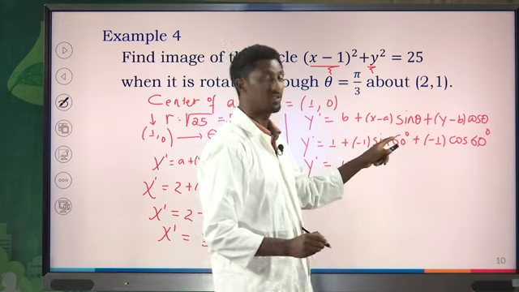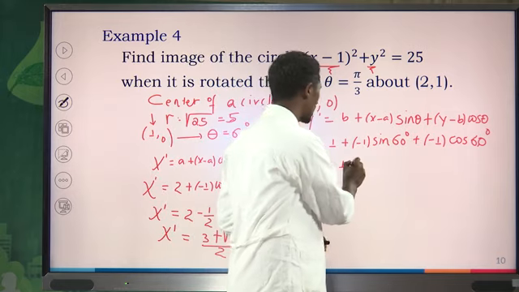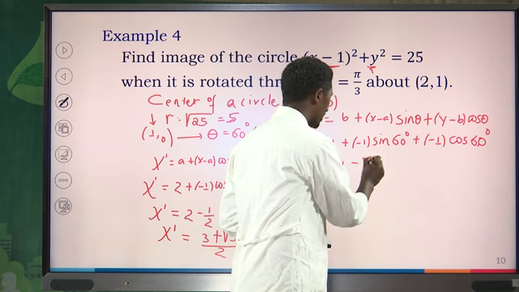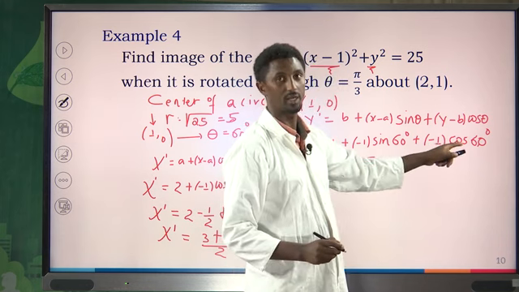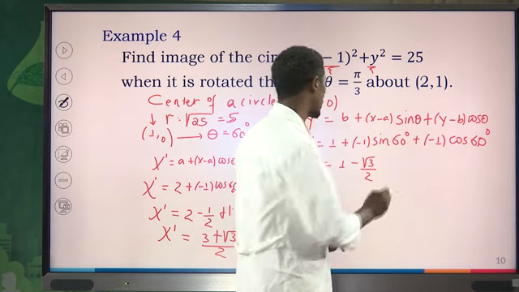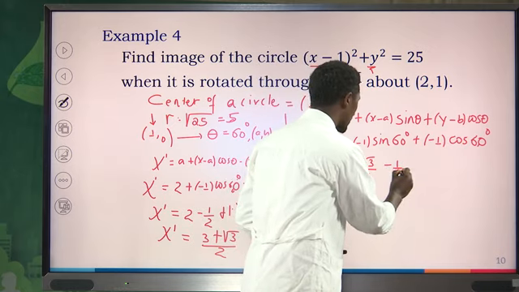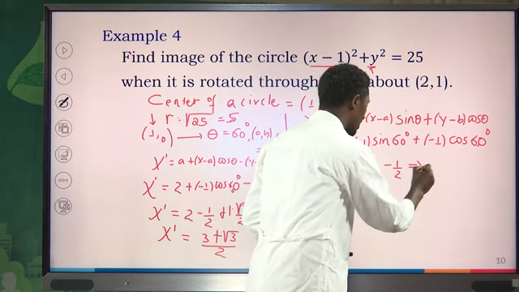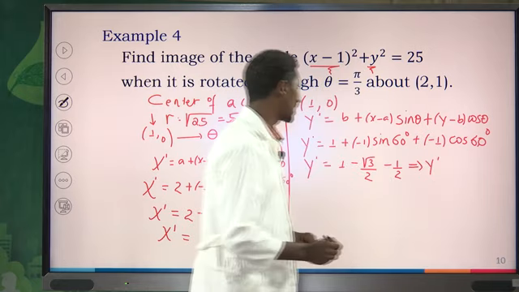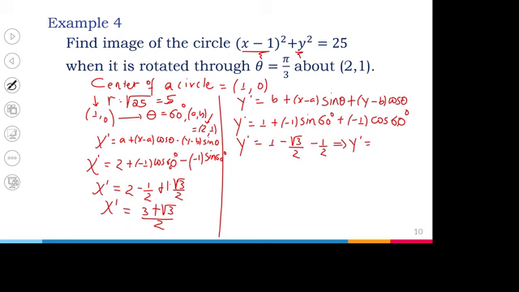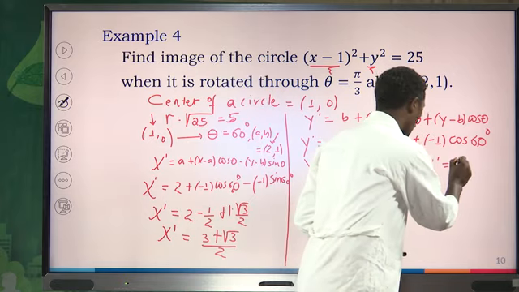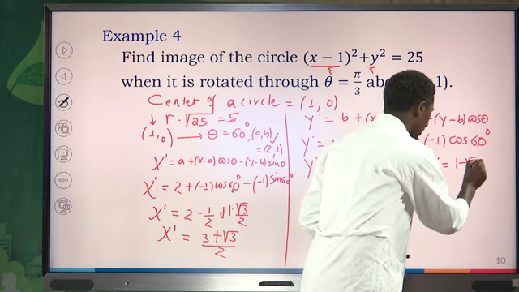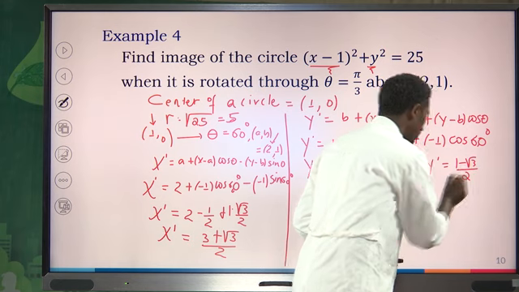Sine of 60 is the square root of 3 over 2, so it is minus the square root of 3 over 2. And cos 60 degrees is 1 over 2, times minus 1, that's minus 1 over 2. So after simplification, y prime will be equal to 1 minus 1 over 2, so minus 3 over 2. That's 1 minus the square root of 3 over 2.